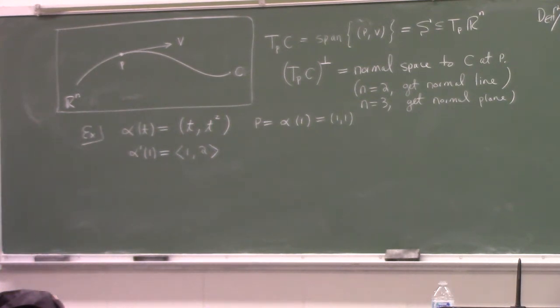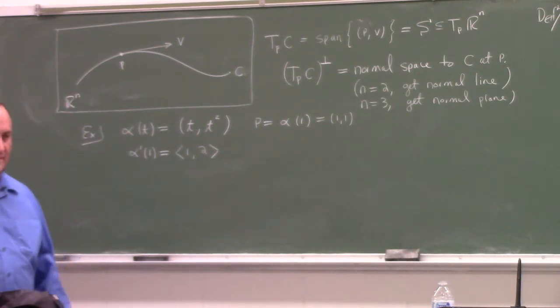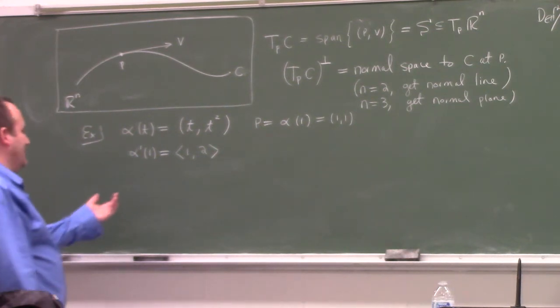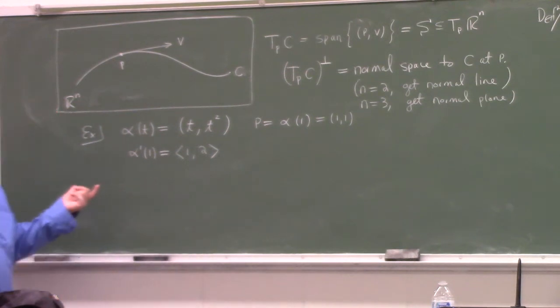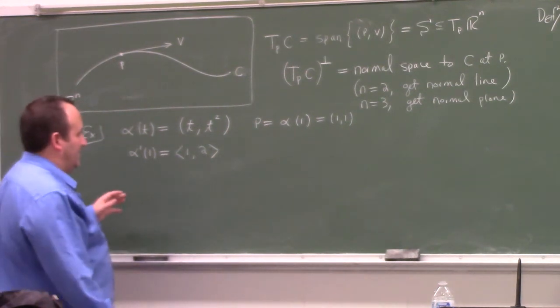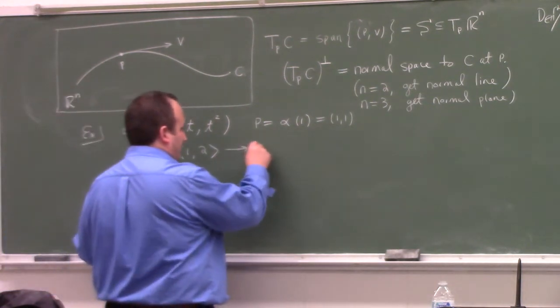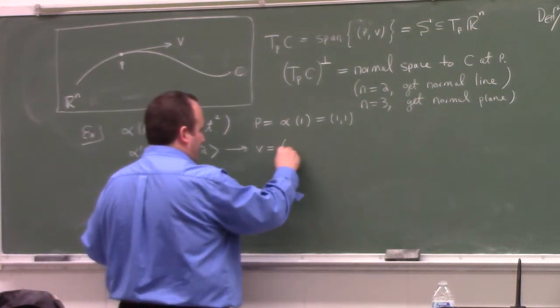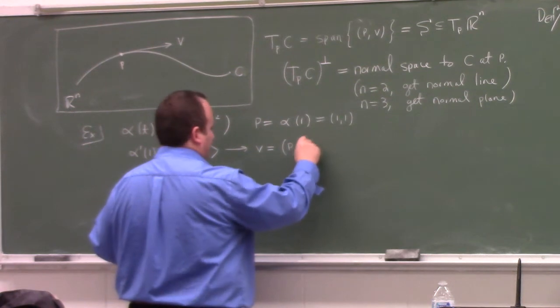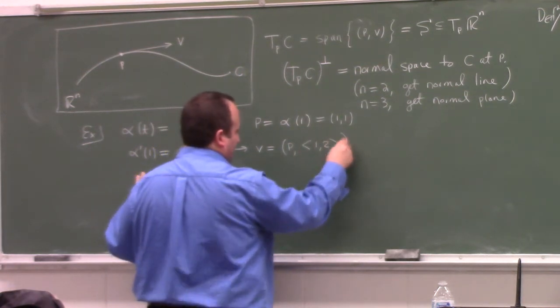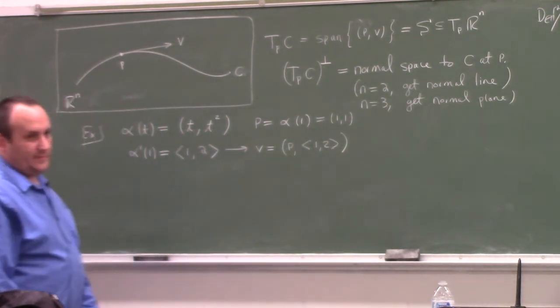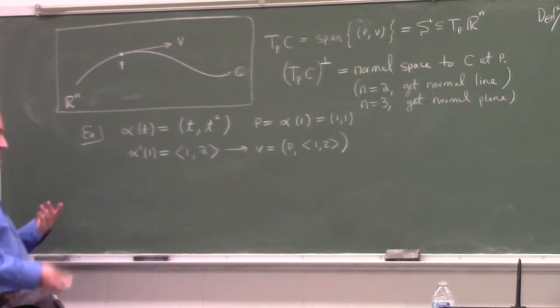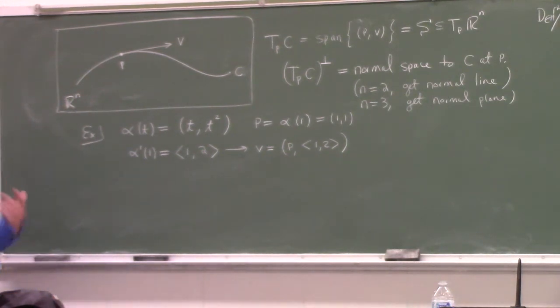I'm reverting to my Calc 3 notation. I write angle brackets for vectors to emphasize they're vectors, but if I'm sticking with my dogmatic new notation, I would say, okay, the v I have in mind is P, comma this vector 1, 2, right? Or you could write (1, 1), comma (1, 2) if you really wanted to. Anyway.